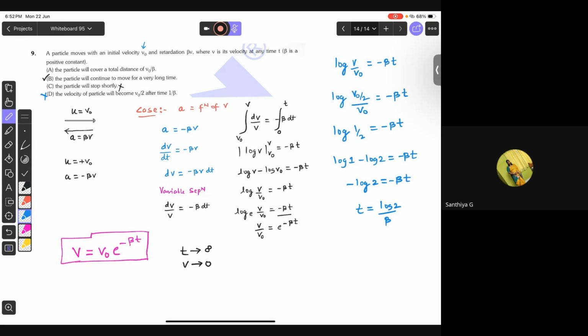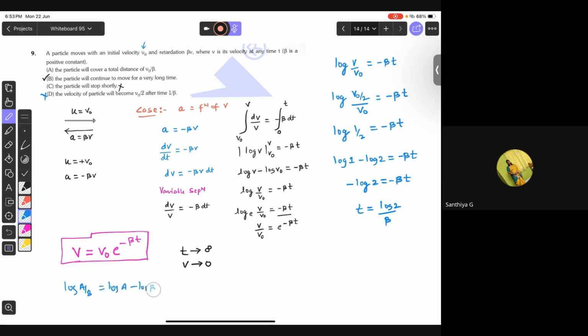So before that, can you explain option D's calculation once more? I didn't understand. So nothing there. V by V naught. V is V naught by 2. So V naught by 2 by V naught. What it became? 1 by 2. So log A by B will be what? Log A minus log B.